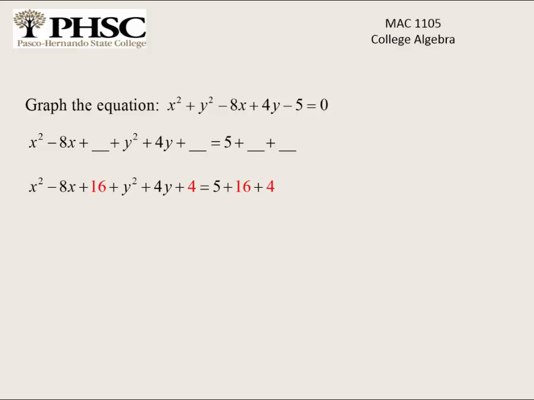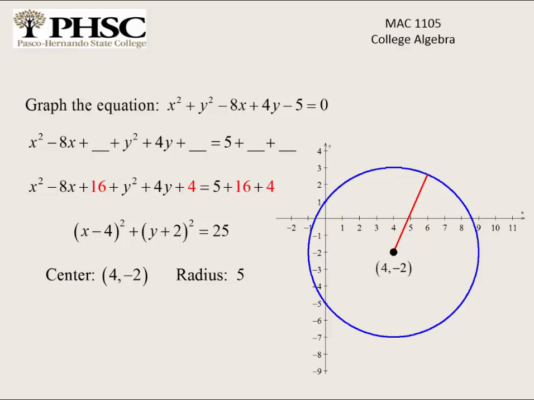So we're going to do 8 divided by 2 squared, that gives us 16. 4 divided by 2 squared, that gives us 4. So we're going to add 16 and 4 to the 5. If you remember, we moved the 5 over to the right, becomes a positive 5. So now on the right hand side, we end up with 25. And then we're able to easily factor the x's and factor the y's. So we end up with x minus 4 squared plus y plus 2 squared equals 25. So in this case, the center is at 4, negative 2 with a radius of 5, and this is a graphical representation of that circle.